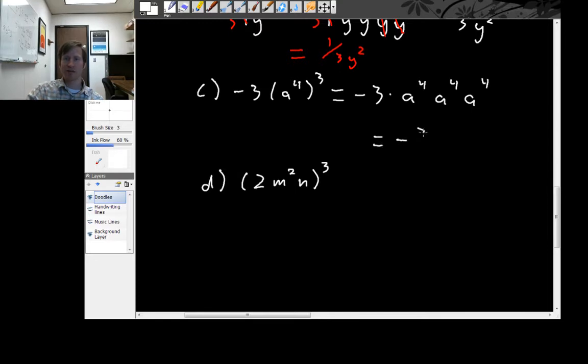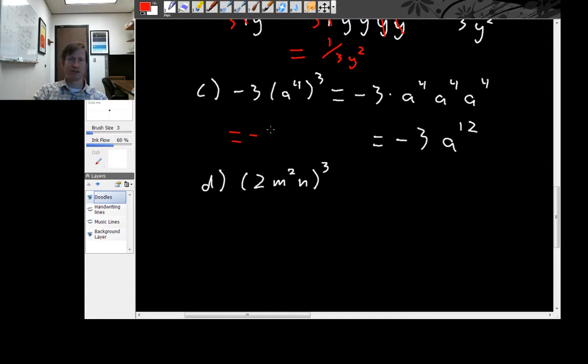So this is negative 3 times, and now we can use that law of exponents I mentioned a minute ago. Since these parts have the same base and they're multiplied, we can add these exponents up. So 4 plus 4 plus 4, that's 12. So a to the 12th. There's another law of exponents that makes this even shorter though.